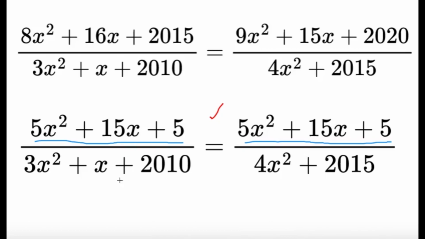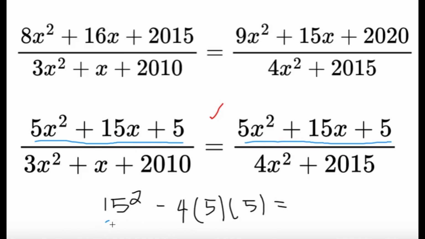Now, let's check the discriminant. We can check the discriminant b squared minus 4ac. b squared will be 15 squared minus 4 times a is 5, c is 5, so 5 times 5. Now 15 squared is 225, and 4 times 5 times 5, that's 100. Sorry, that's 120. Yeah, that's 100. So the discriminant is indeed positive, so we know that x here would be indeed a real number.